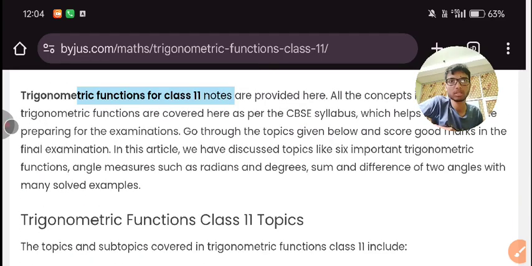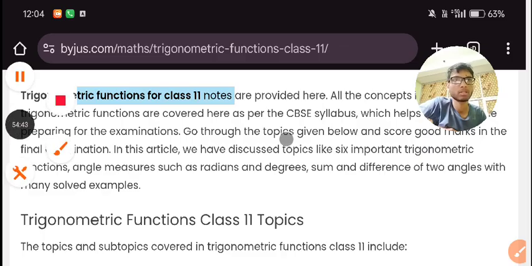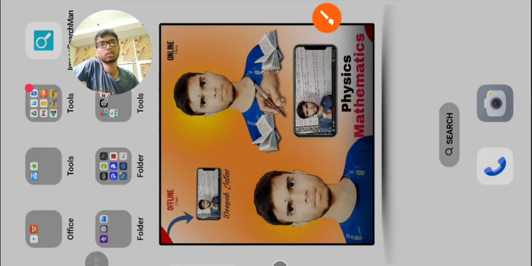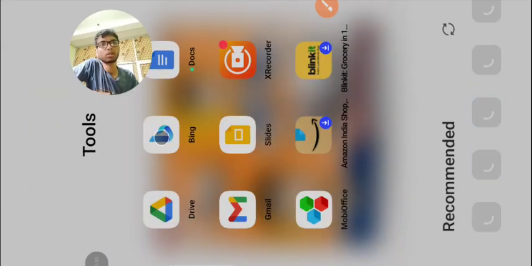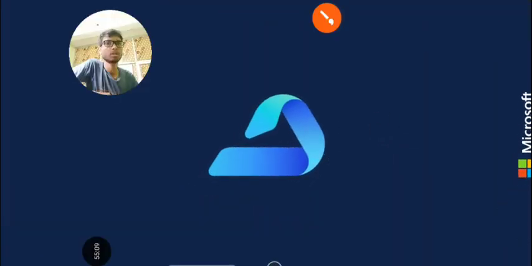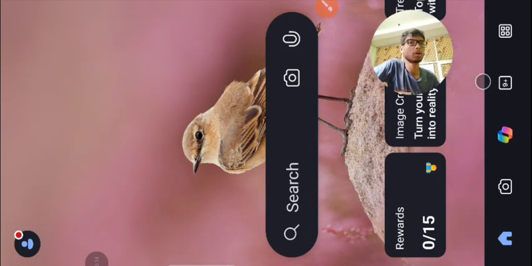Trigonometric functions. Now let's see what AI says when I give a prompt and ask something. I want to see what AI will say about a trigonometric function.